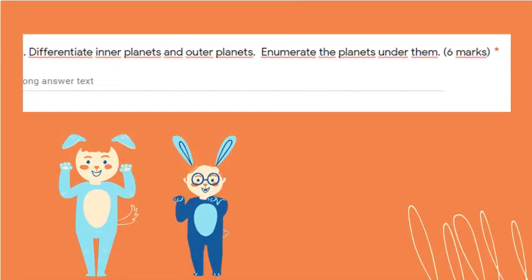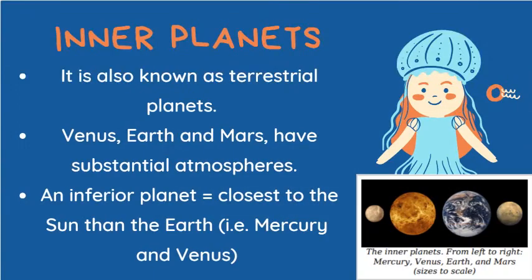Differentiate inner planets and outer planets. Enumerate the planets under them. If the question asks you to enumerate, it means you need to mention or list them one by one. So we have 4 inner planets and also 4 outer planets. Here they are. First, the inner planets.